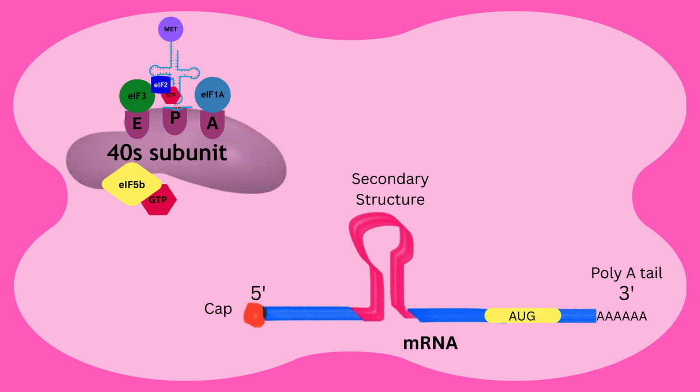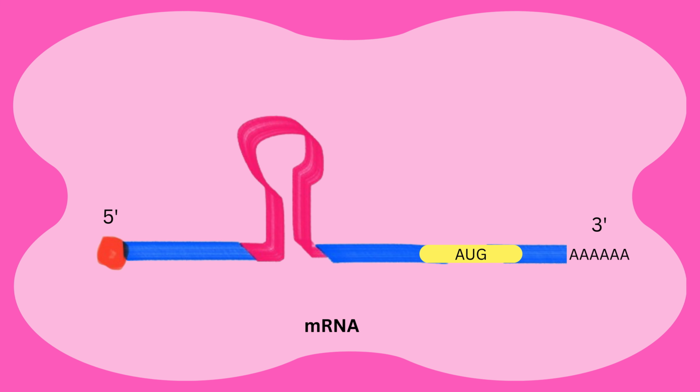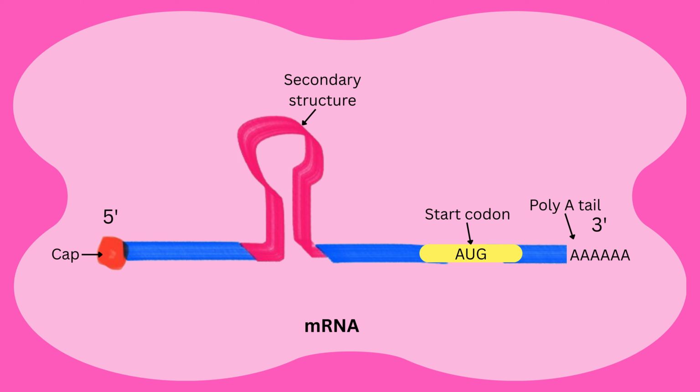Now comes the mRNA. The mRNA contains important features like the 5' end cap, the 3' end poly-A tail, a secondary structure, and a very important sequence, which is the Kozak sequence embedded around the start codon. This ensures that there is an accurate start codon selection by the ribosome.